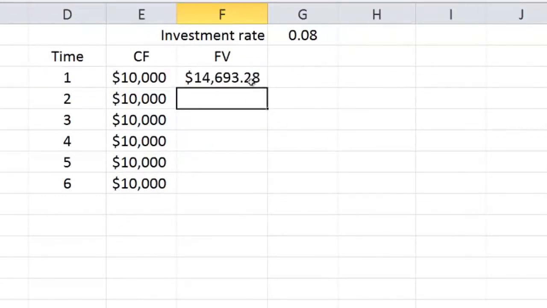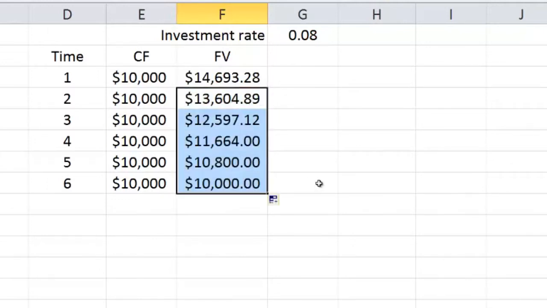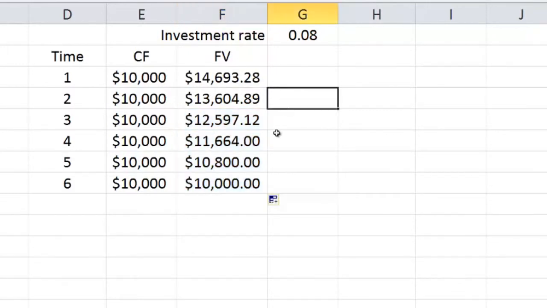So I'm just going to go ahead and fill this equation down. Now check to make sure we're right. As we go farther into time, these values should get smaller because we're earning interest over fewer periods. So that looks good. For example, here the equation would be 10,000 multiplied by 1 plus 8% to the second power, because we can earn interest from period 4 to 5 and period 5 to 6.